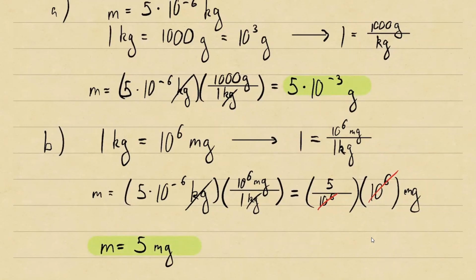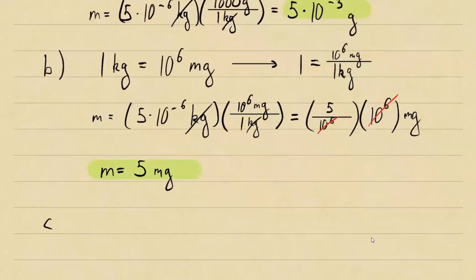All right, so last but not least, the problem is asking us to find this mass in terms of micrograms. Here, micro. So micro is usually denoted by mu. Right, it looks like this weird curly M thing.